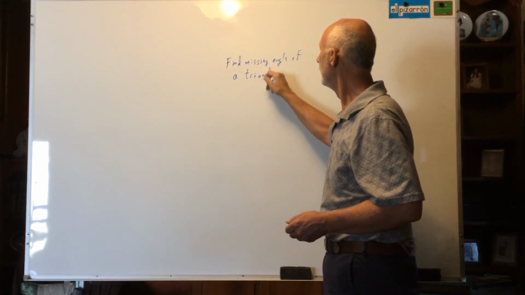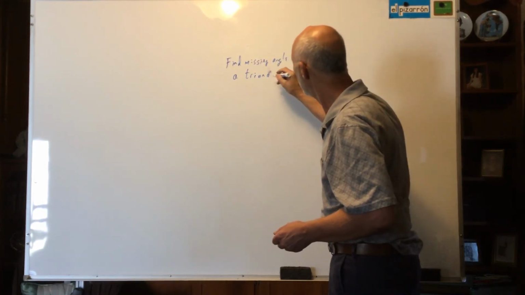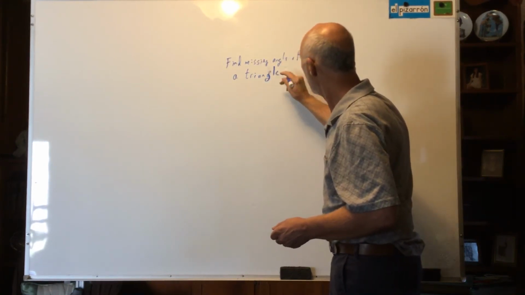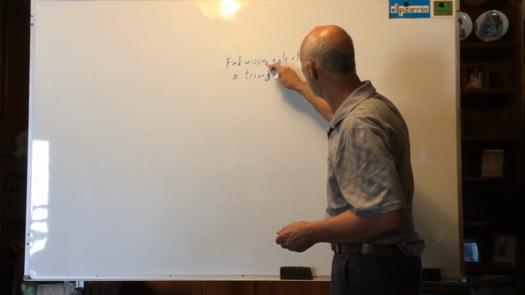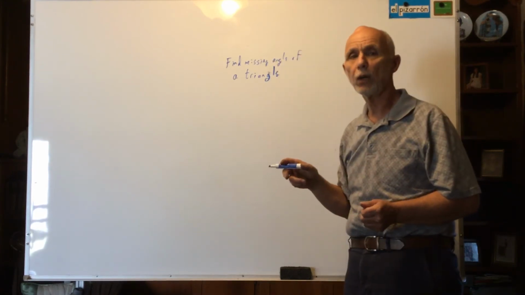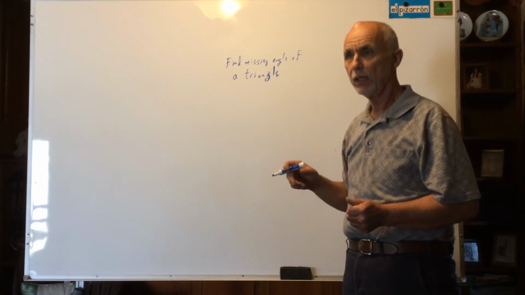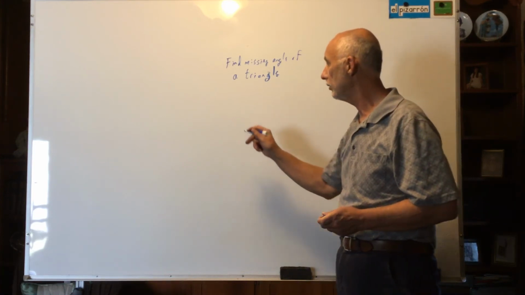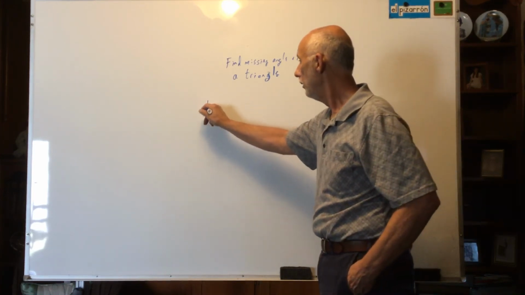And again, when you have a triangle, if you know 2 angles, you can always find the third one. And the reason is because this is an important fact to know.